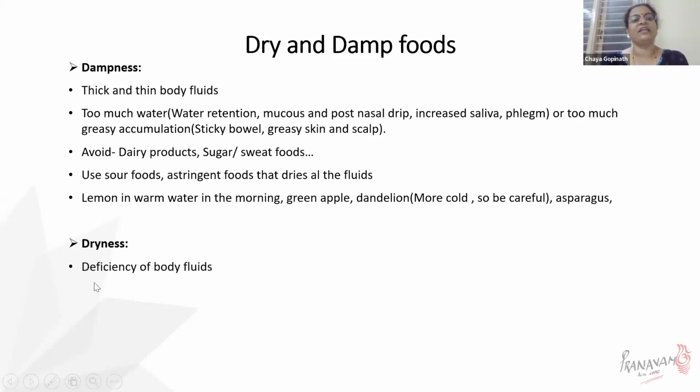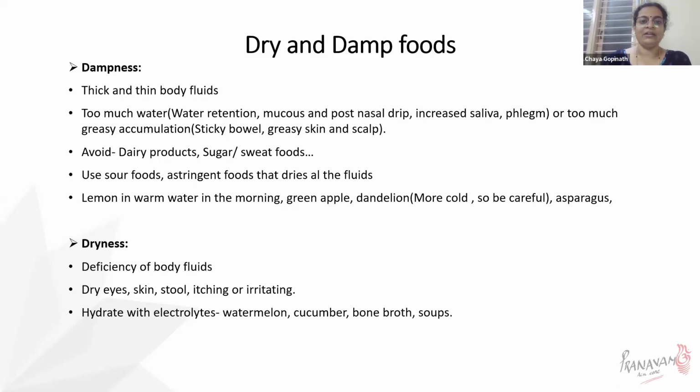So let's look at dryness. In dryness, you have deficiency in body fluids. Here, generally it is excess in body fluids, both the thick and thin. In dryness, you have deficiency in body fluids. If there is a lot of dryness, there will be deficiency of absorption. Dryness usually originates from excess heat. It is going to dry up all the moisture in your body and you start having dry eyes, dry skin, dry stools, itching in the body, a lot of irritation, mental and physical, all kinds of irritations. And excess wind can also sometimes cause dryness.